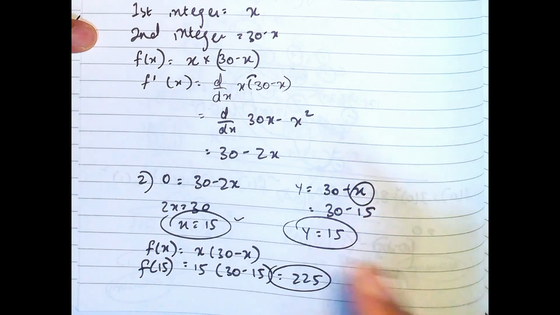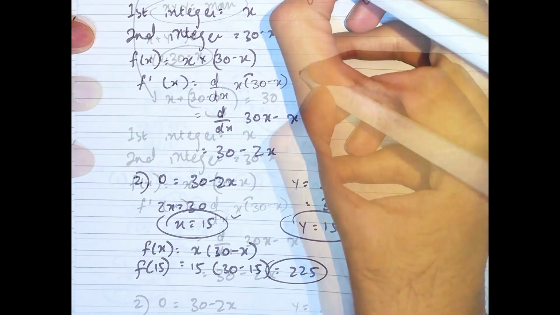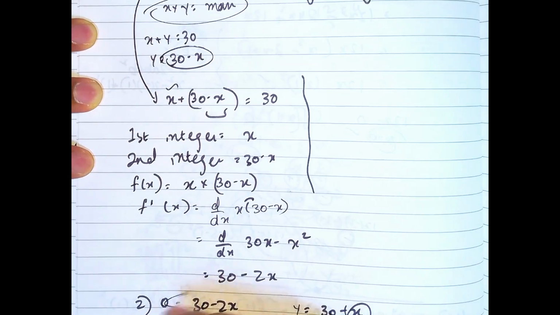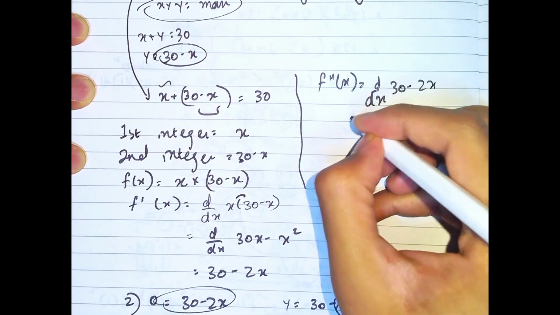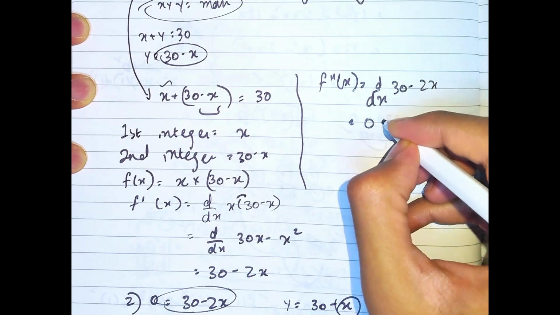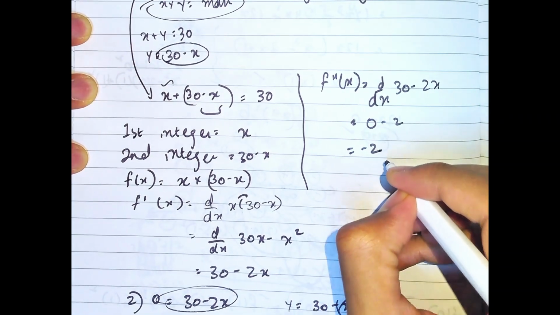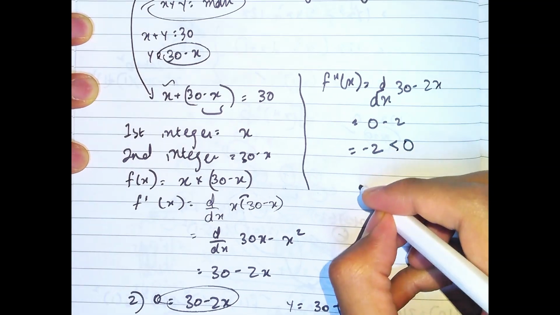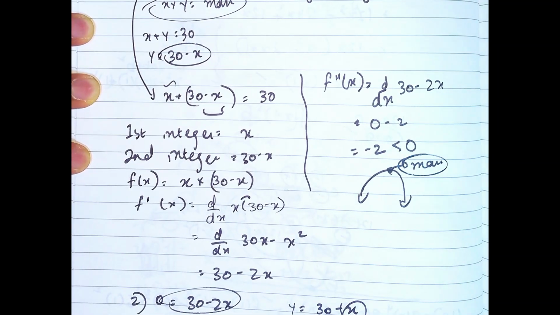Now this is the product of x and y. And at this point, at x equal to 15, the function has a maxima. You can check that by taking the second derivative of this function. The derivative of 30 will be 0, the derivative of negative 2x will be negative 2. So we have negative 2. Now negative 2 is less than 0. The graph will be opening downwards and we have the maxima. So yeah, it is proved that at this point we have a maxima.